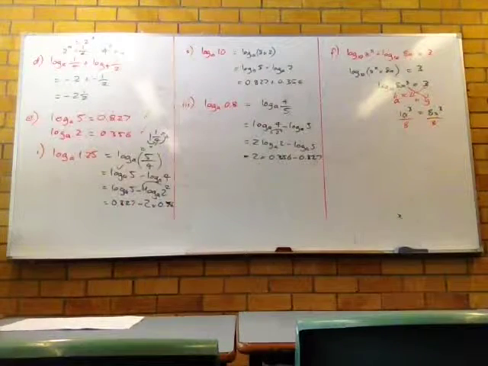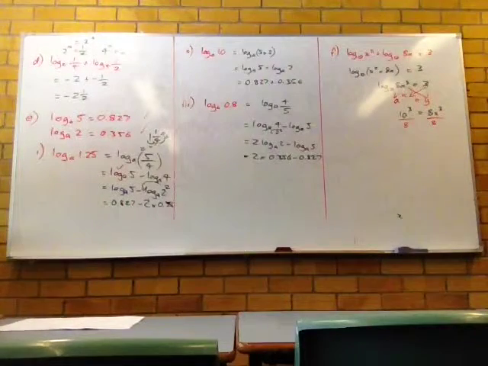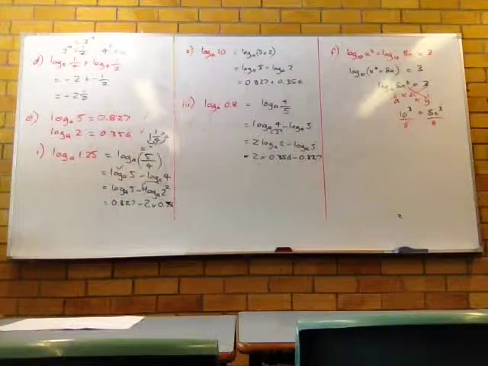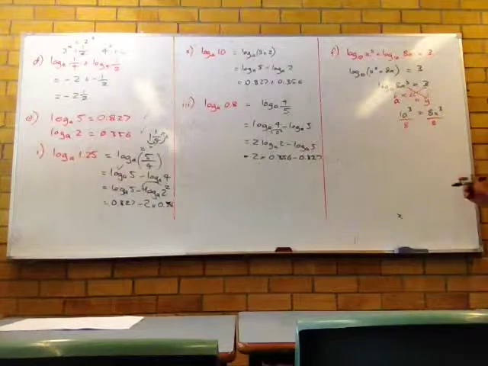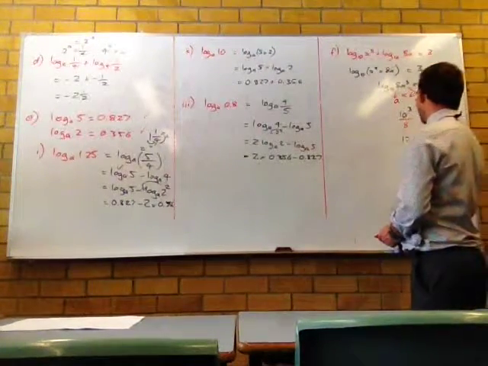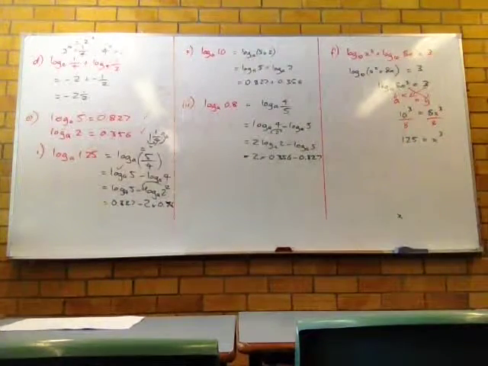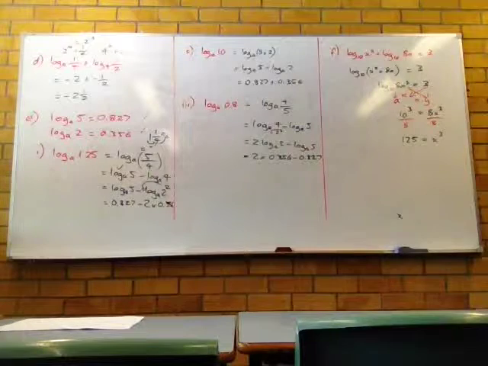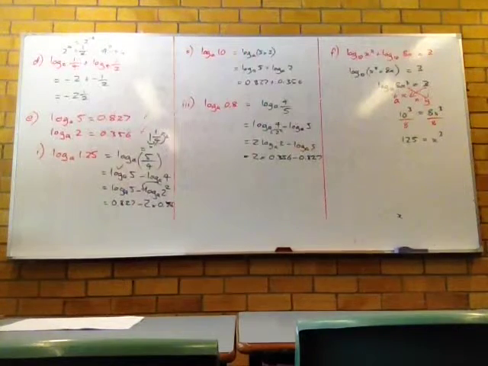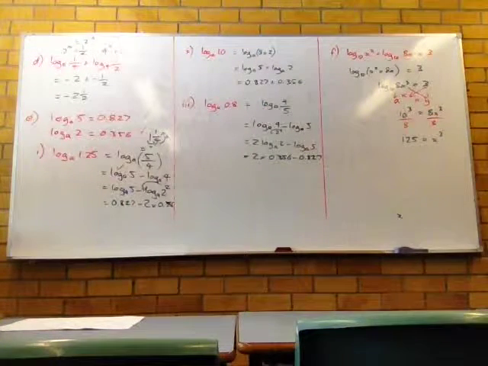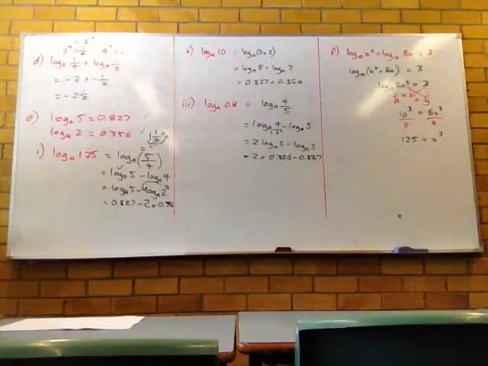So what's half of 1,000? 500. Half of 500? 250. Half of 250? 125. Okay, so you've just divided by 8, or found 1/8 of it by dividing by 2 three times. What number cubed gives 125? 5.